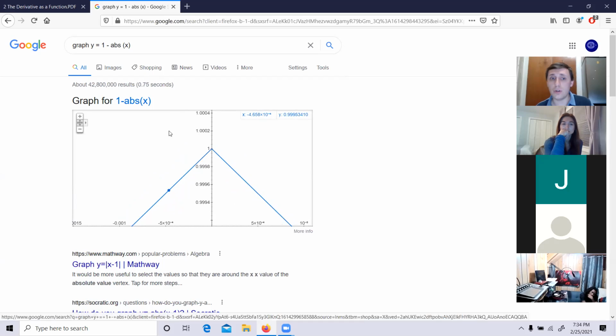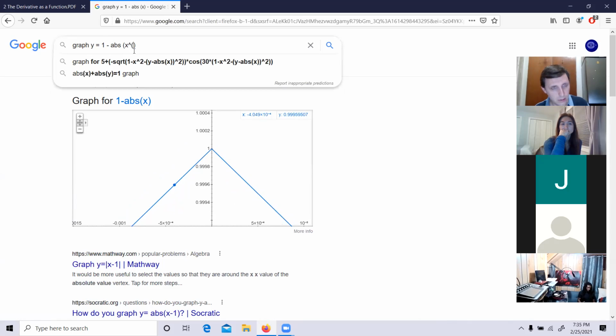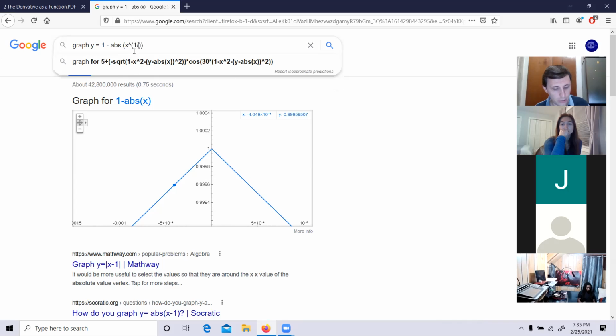Now let me show you the other picture of another wedge. So it would be, let's say, 1 minus absolute value of x to the power 1/3.